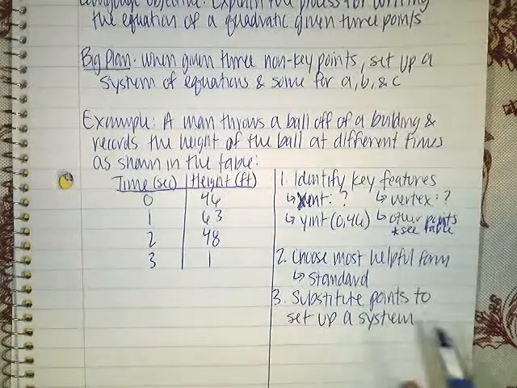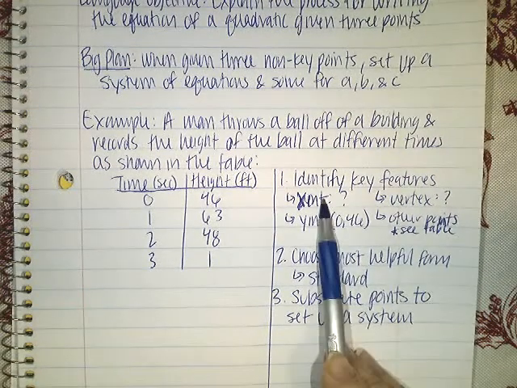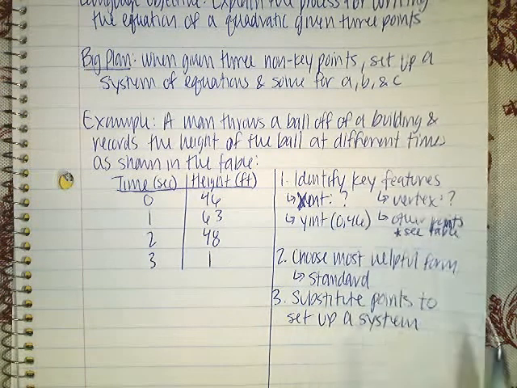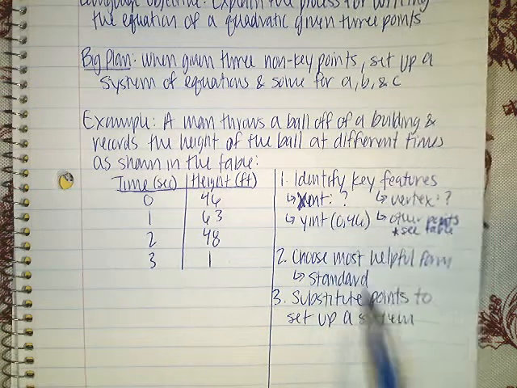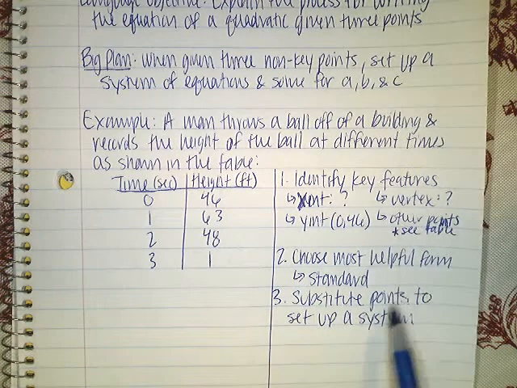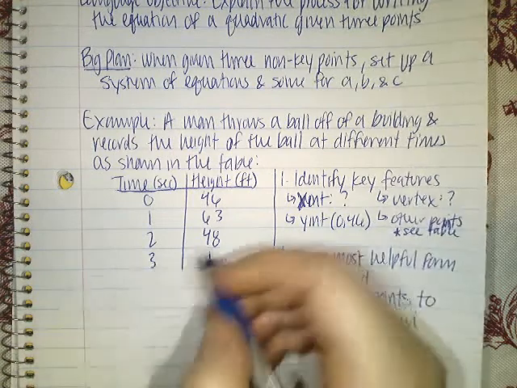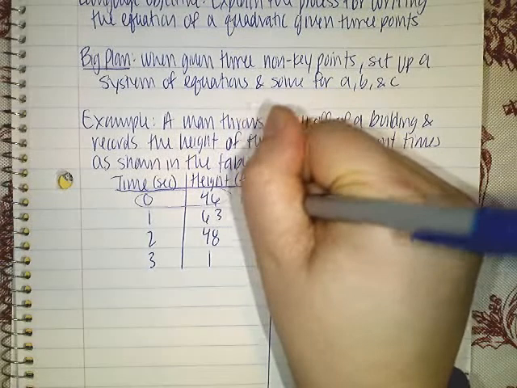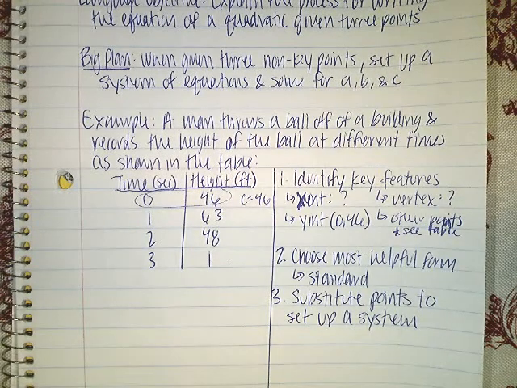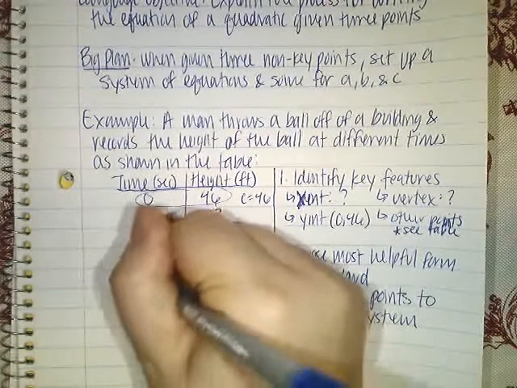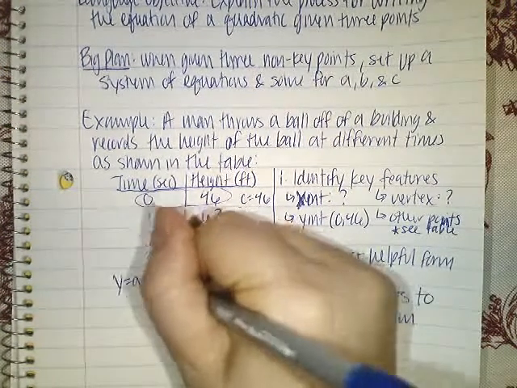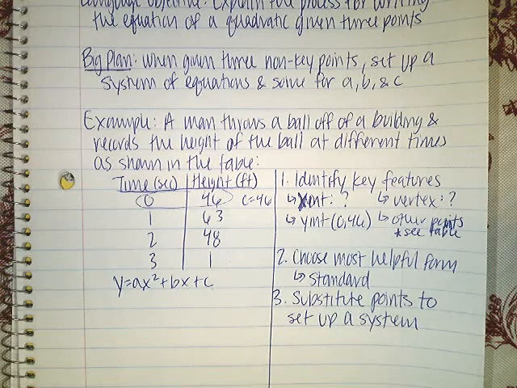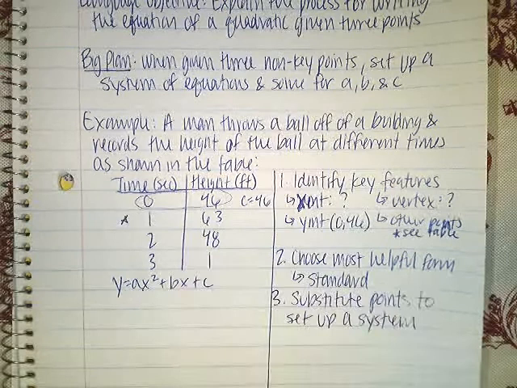So I'm going to choose the most helpful form in the situation. Since I don't know the vertex and I don't know the x-intercepts, I'm going to go to the other option, standard form. Since I don't have the key points for those 2 options, I'm going to start by substituting the points to set up a system. Before I do that, real quick, I know because of my y-intercept that in standard form, c will be 46. I'm going to use that when plugging points into standard form. So again, standard form is y equals ax squared plus bx plus c, and I already know c is going to be 46.